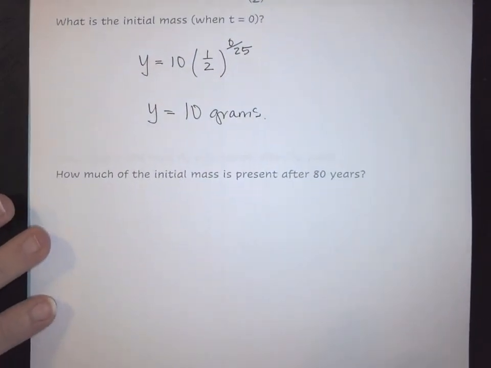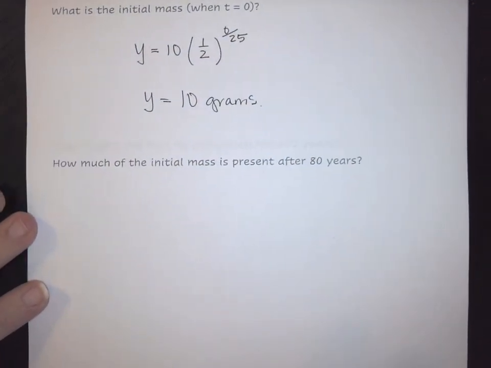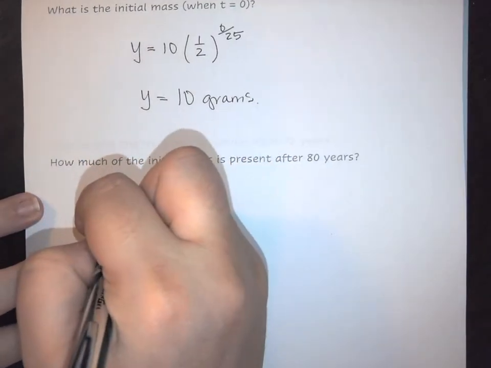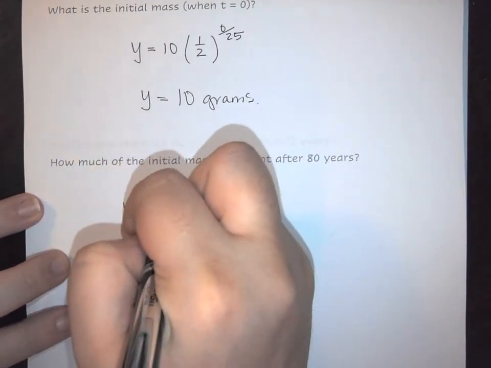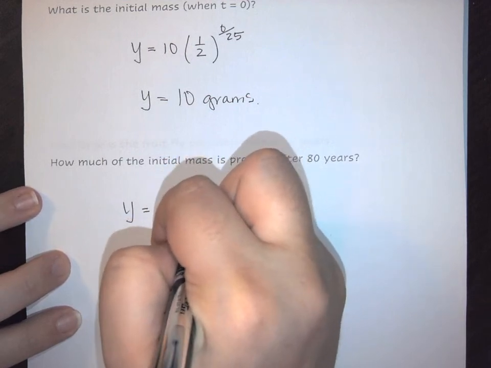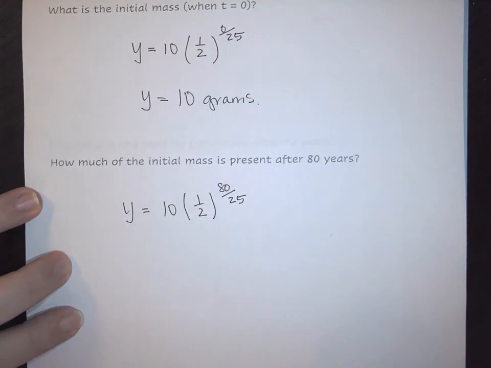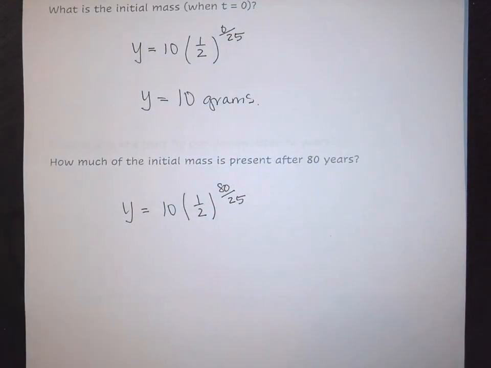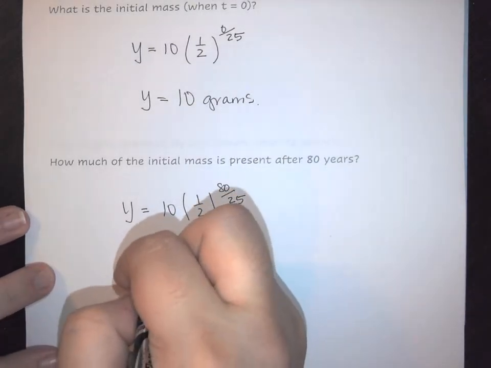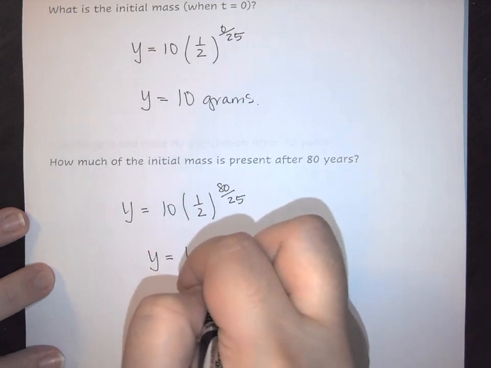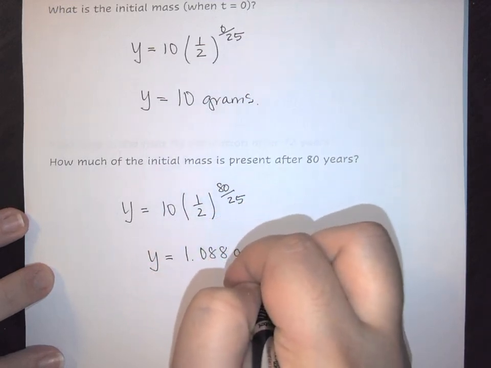Now the second part wants to know how much after it's 80. And so here we would have that y is equal to 10 times 1/2 raised to the 80 over 25. Again, use your calculator to do the work that you need to do, and what you're going to come out with is that y is equal to 1.088 grams.